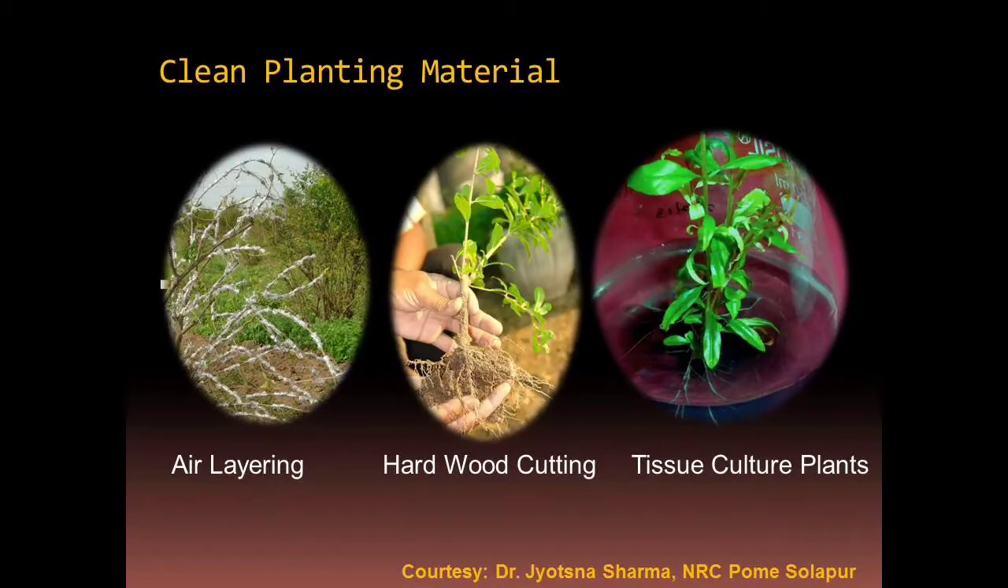disease-free planting material. That means if we use disease-free planting material, we can avoid the primary infection of this bacterial pathogen. For that, we can use air layering method, hardwood cutting method, or tissue culture plants. For air layering, we have to select mother plants which are disease-free of this bacterial blight pathogen, so that we can obtain seedlings which are also disease-free. Such planting material should be used for planting.